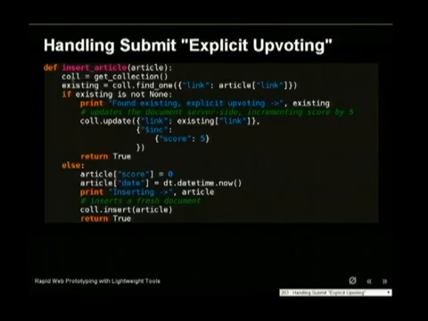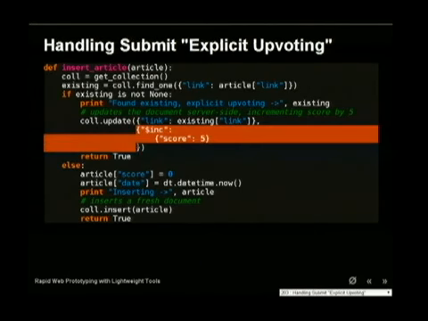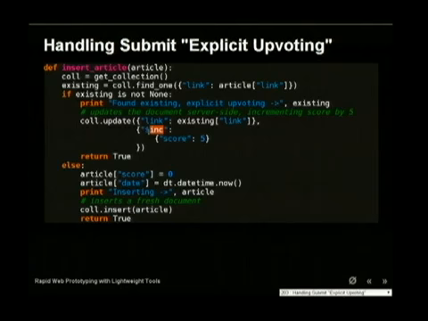So what's going on is that first I get the collection. I check whether the link already exists in the collection. If it's not none, then I found an existing article already, and so I'm going to upvote it. Upvoting is basically a Mongo update command where I say update the link. The criteria for the update is the first document, so I'm saying update the document whose link matches the existing link. Then the update document tells it what to update. So it says increment the score field by 5.